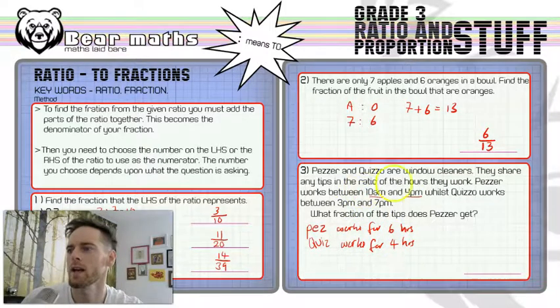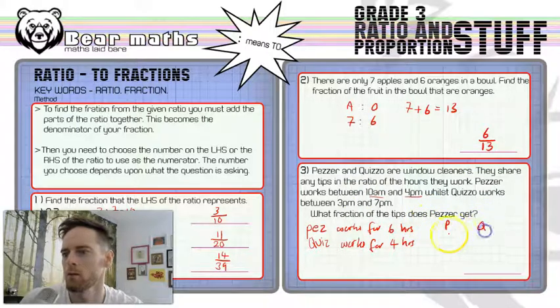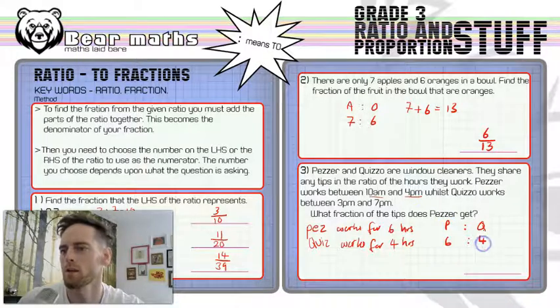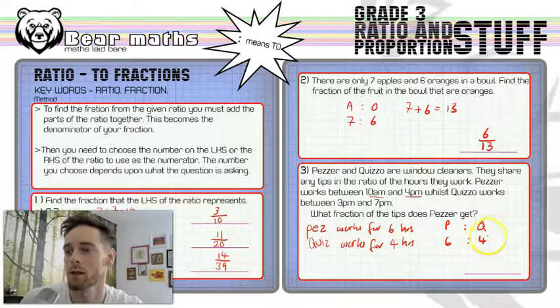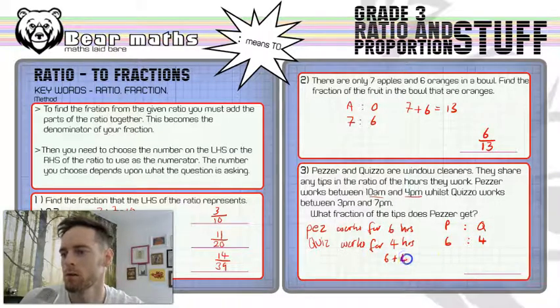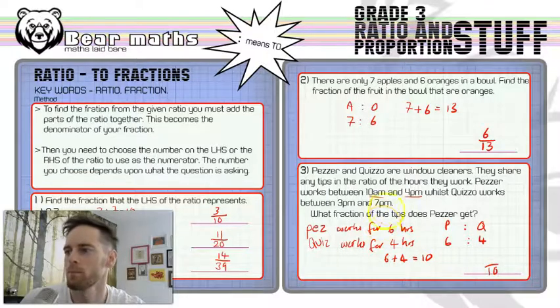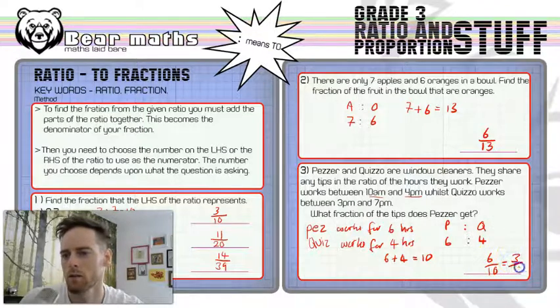So they're sharing their tips in the ratio of the hours that they work. So P to Q is going to be 6 to 4. There's our ratio written together. Now we can add that ratio together to get the denominator of our fraction. 6 plus 4 equals 10. That's the denominator of our fraction. And what fraction of the tips does Pezza get? Well, Pezza gets 6 out of the 10. So that's 6 out of 10, which we could write down and simplify to be 3/5.